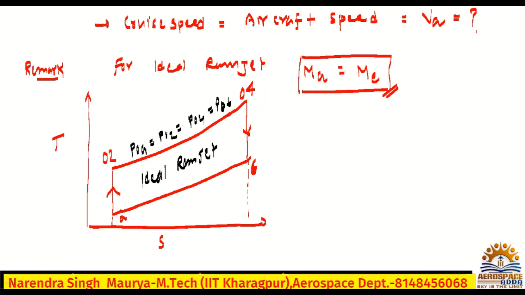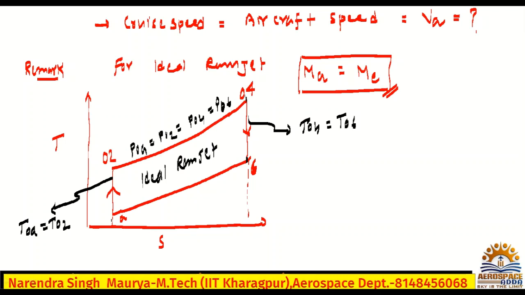And obviously for the total temperature, because this is station A and this is station 2, T naught A is equal to T naught 2. This is the diffuser or intake. In the intake we don't have any heat addition, we don't have any work, so total temperature must be constant. Similarly in the nozzle also, T naught 4 is equal to T naught 6. At this station and this station, total temperature will be constant.